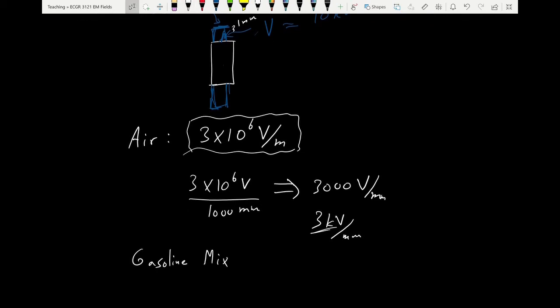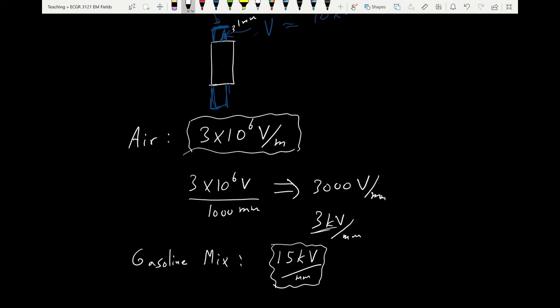So there's a gasoline mix with the air. So the breakdown voltage will probably be different, and it is different. It's 15 kilovolts per millimeter. So it's substantially larger than air, right? Air is 3 kilovolts per millimeter.